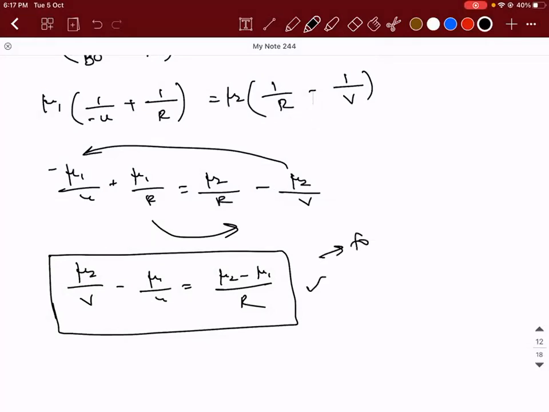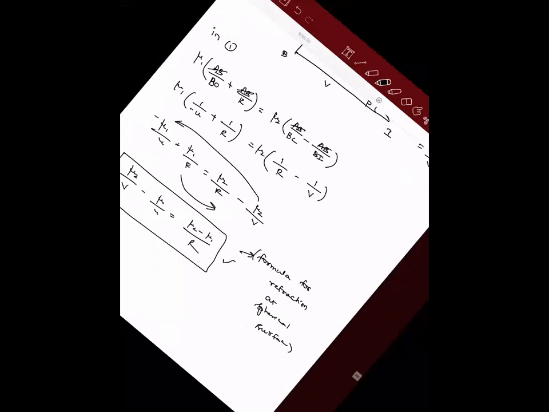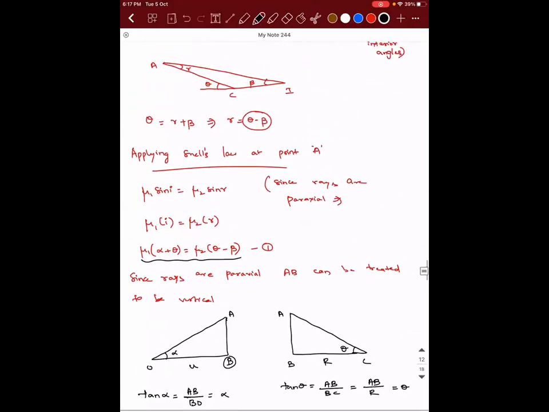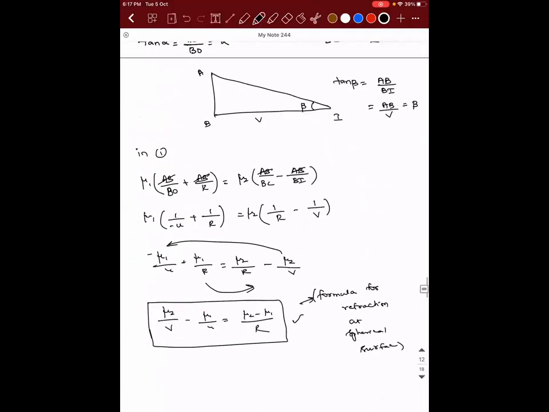So this is the formula for refraction at spherical surface. Those who want to copy this can copy.